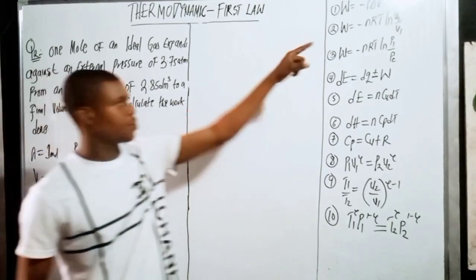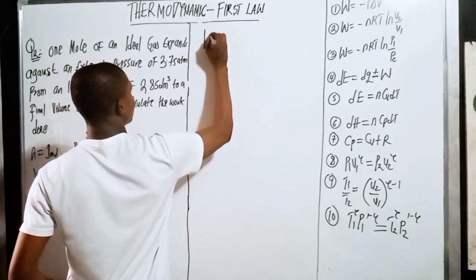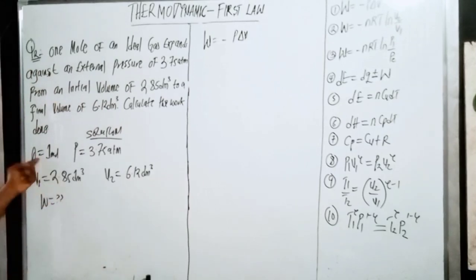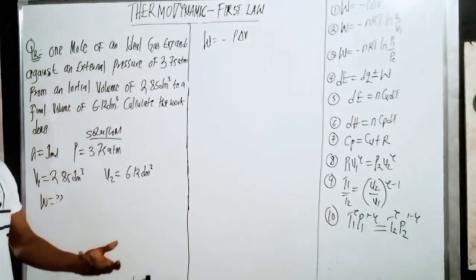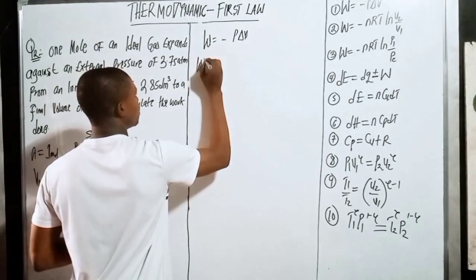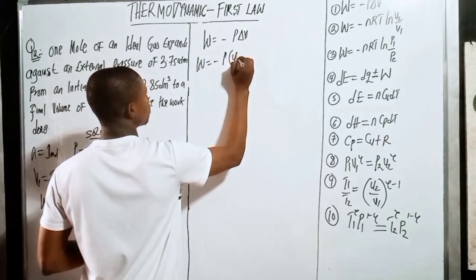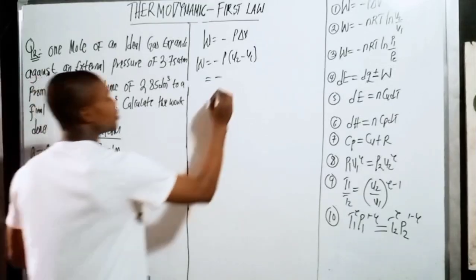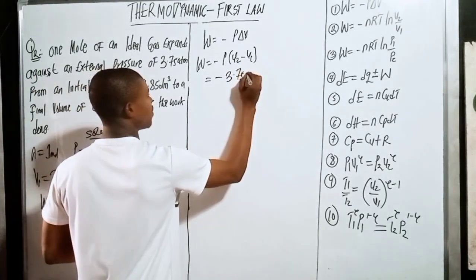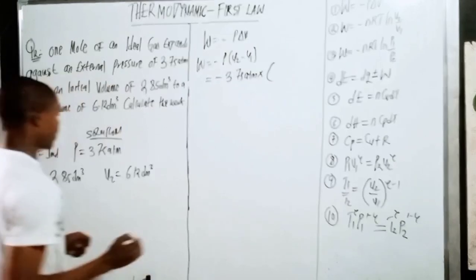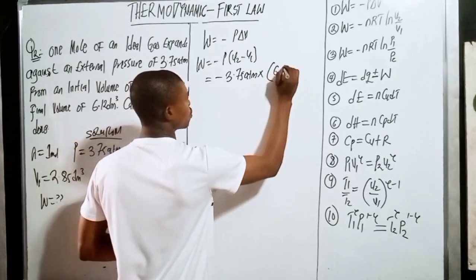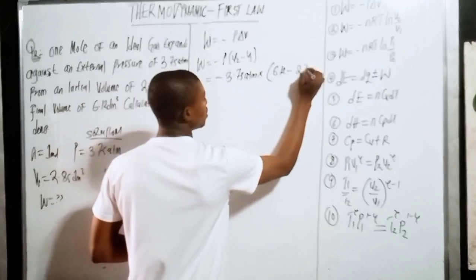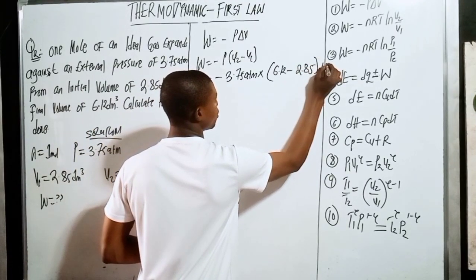So calculate the work done. We are still going to use this first formula here, right? So it's going to be W equals minus P change in V, right? Now the mole doesn't actually matter, so you can ignore it. So here you can now say W equals minus P (V2 minus V1), right? So my P is 3.75 atm times V2. My V2 is 6.12 minus V1, which is 2.85, dm cube, right?